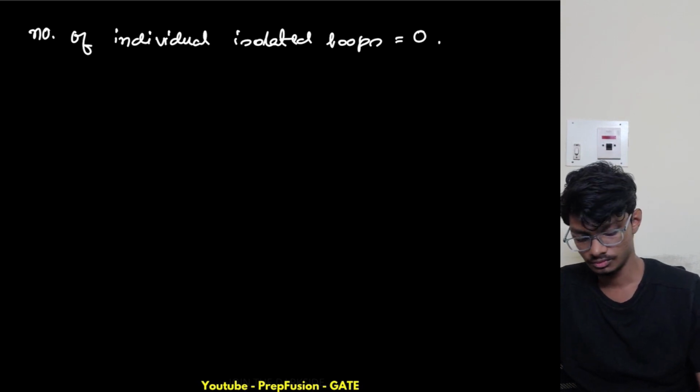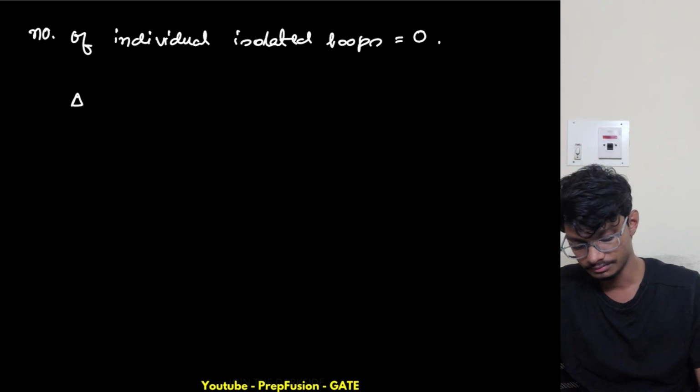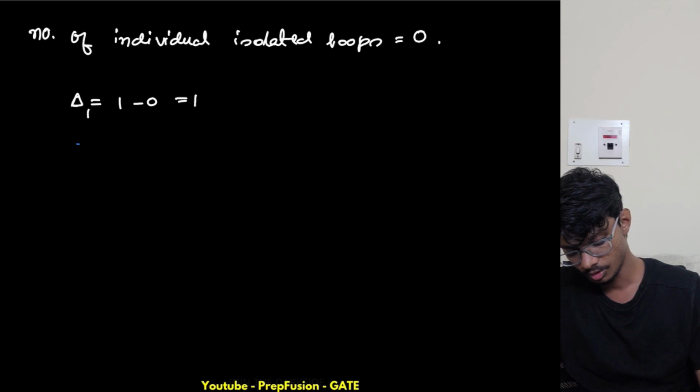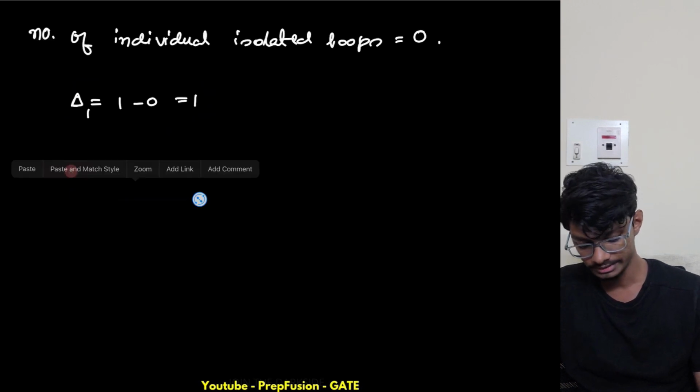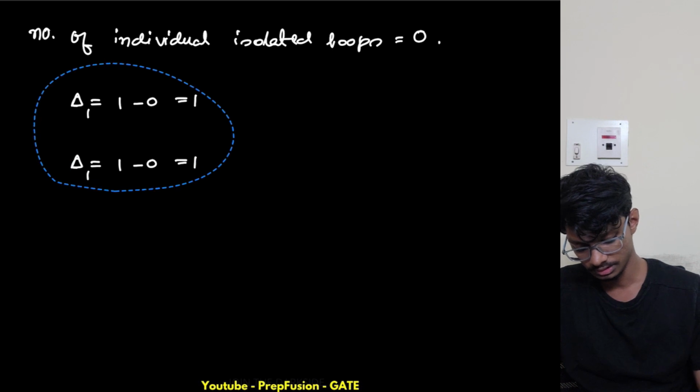Loops is 0, right? So what will be the delta? Delta 1 will be 1 minus 0, which is 1. So we'll copy for all of them because it's the same for all of them, right? There aren't any isolated loops.